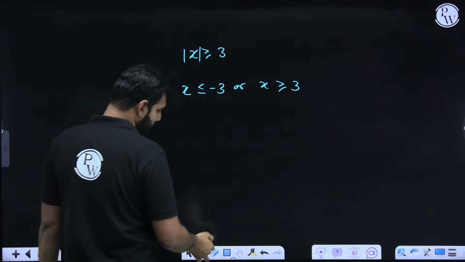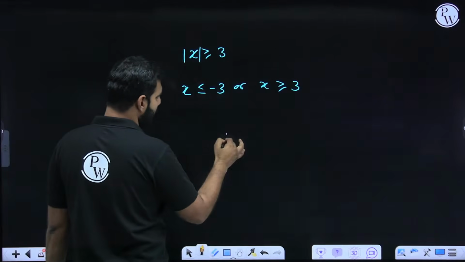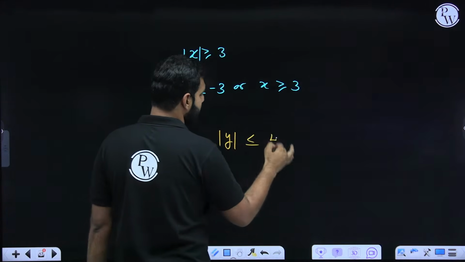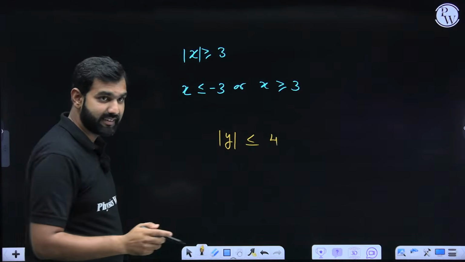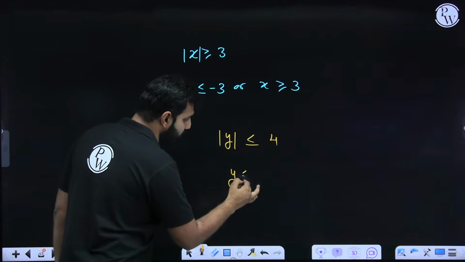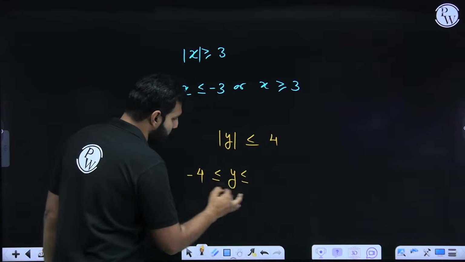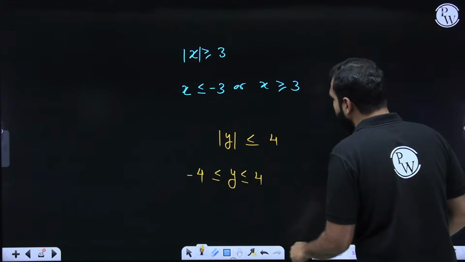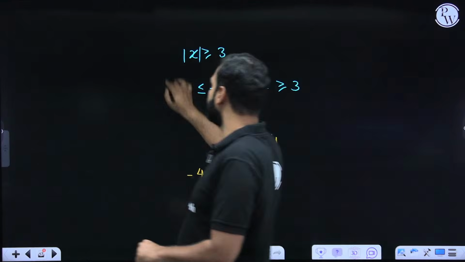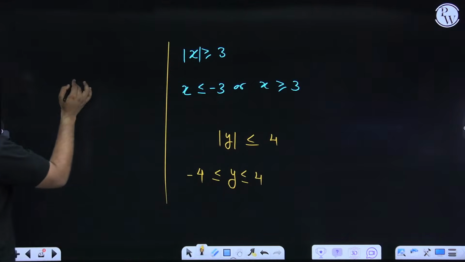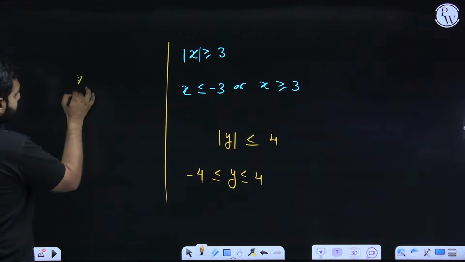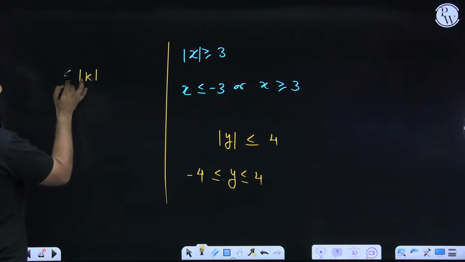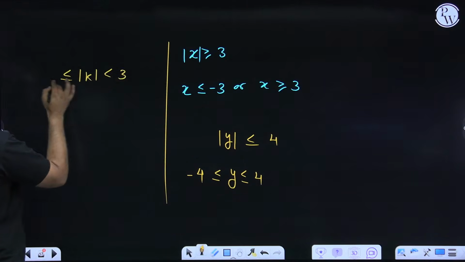But let's say there is a question where there is a variable, let's say y, and its modulus is less than or equal to 4. In that case, we would always say that y should lie between minus 4 and 4. These are some very basic conclusions you have to remember. But apart from these two simple conclusions, something very standard which you have to take care of is this. Let's say there is a variable k, and this variable k lies between 2 and 3, let's say like this.